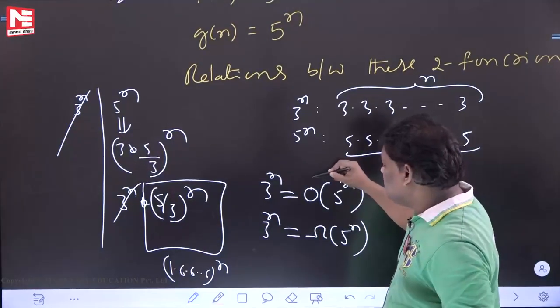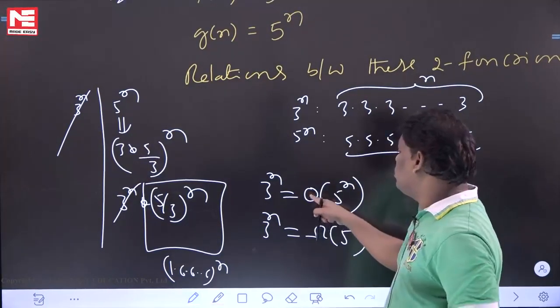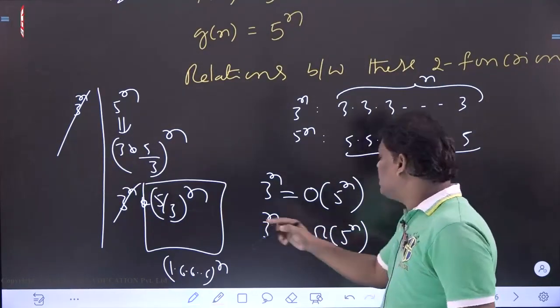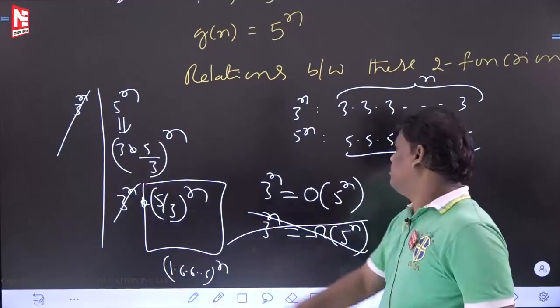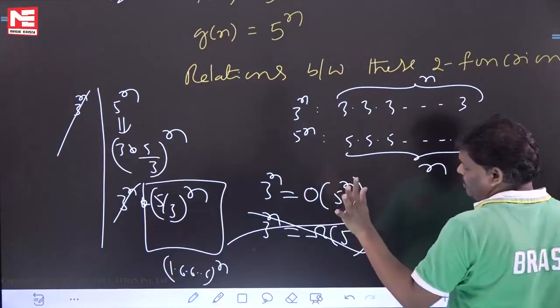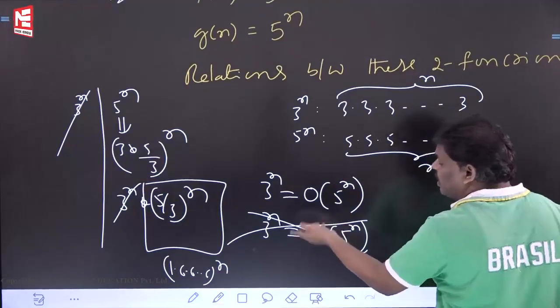Right? I think there is a C which can make this side greater. C is equal to 1, right side is greater. Next one, there is no C which can make left side bigger. That is the reason this is failed. Only big O possible, right? 3 power n is big O of 5 power n. Omega also possible, then I could have written theta.